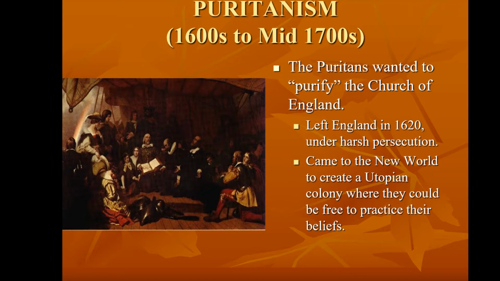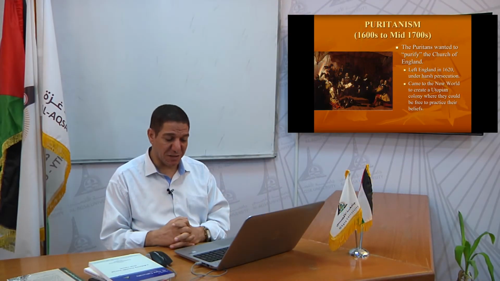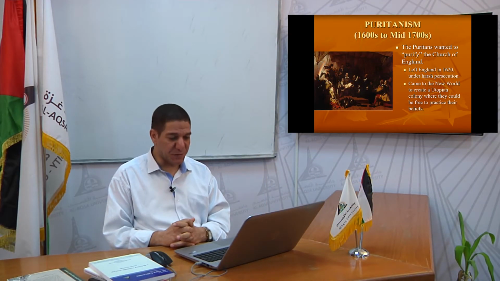The term New World is the term that was used to denote the American soil, to create a utopian and idealistic colony, idealistic state where they could be free to practice their beliefs.